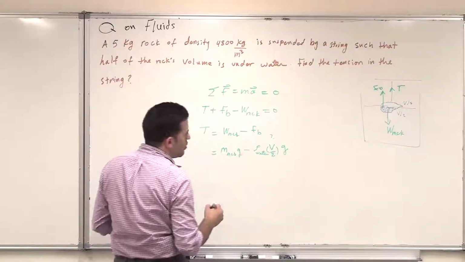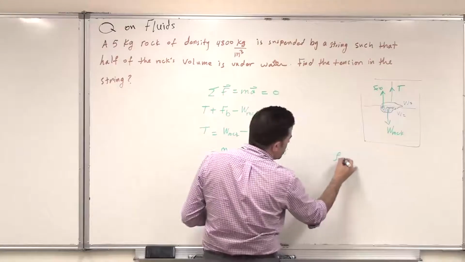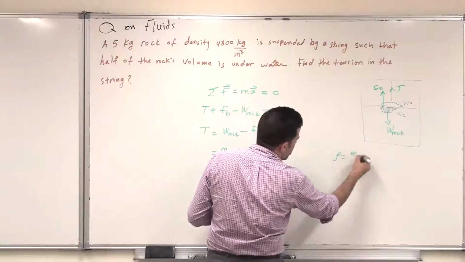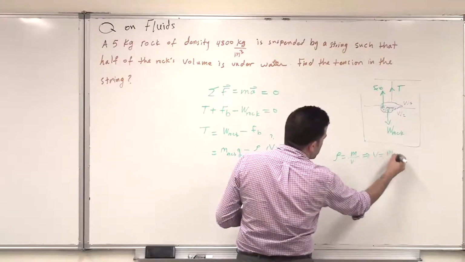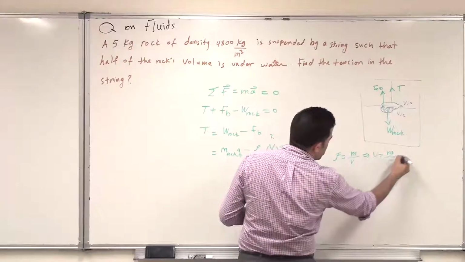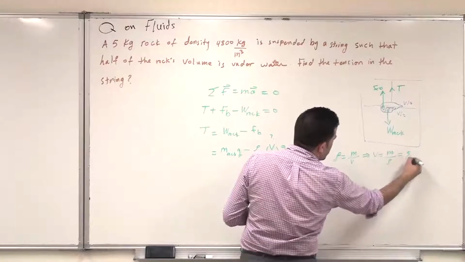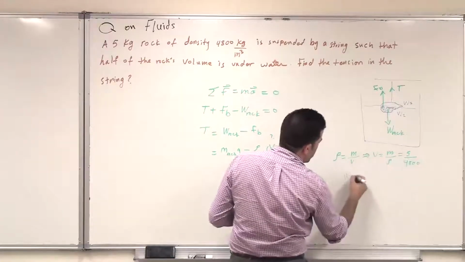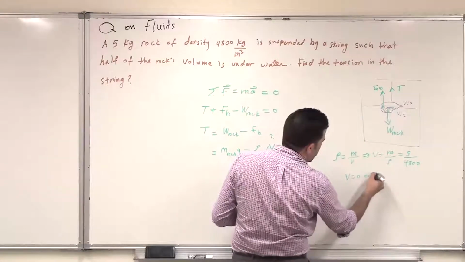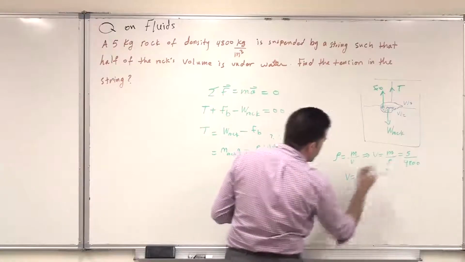So in order to find the volume, we know that the density equals mass divided by volume. So volume equals the mass divided by density, and the mass is 5 kilograms divided by 4,800. So the volume will be 0.001 meter cubed.